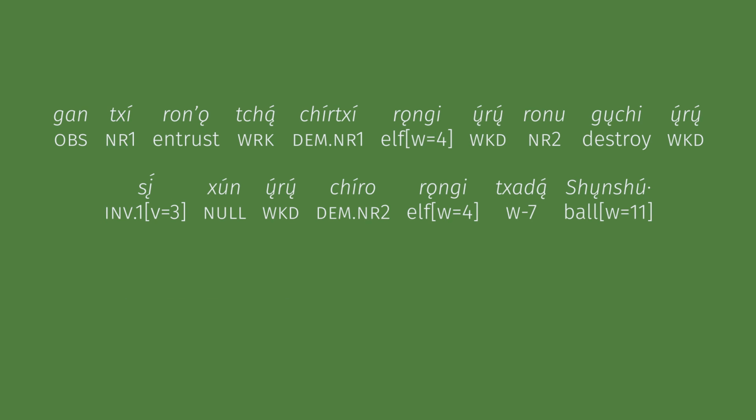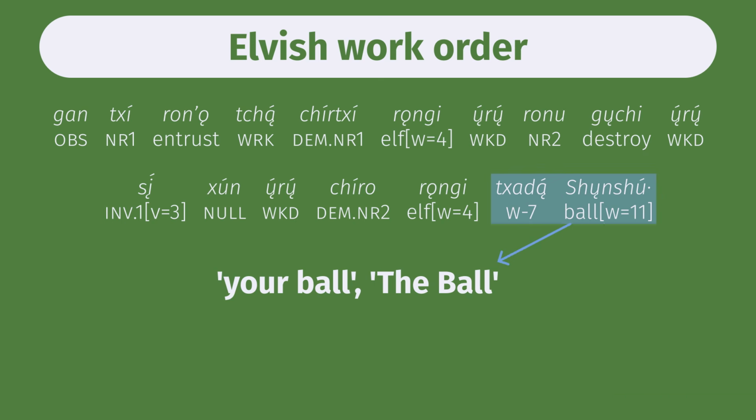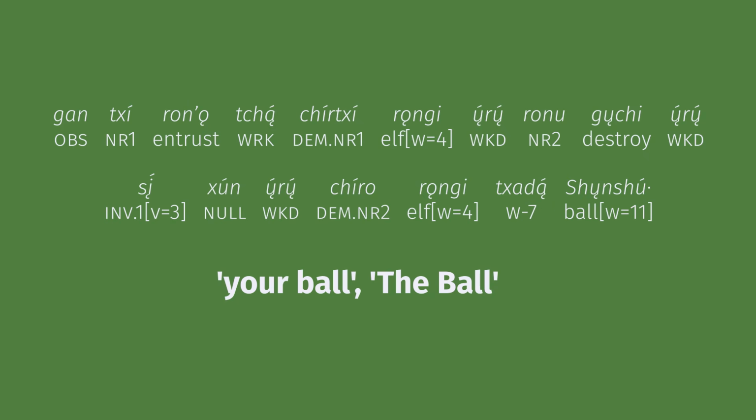Nice. And finally, in Elvish, each noun has an inherent work order, which is related to how respected a thing is in Elvish culture. There's this marker that raises the work order of the ball from 11, the least respected, to 4, the same as a high-class person, such as the sender and receiver of the text. In this case, I believe this conveys that the ball belongs to or is associated with the receiver, so maybe your ball or the ball. So all in all, I'm translating this whole clause as simply destroy the ball.